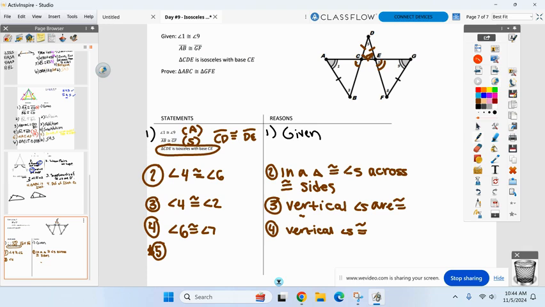That's why I don't like it. Angle 2 is congruent to angle 6, so I need another substitution. Angle 7. Oh, I see. You have to do two substitutions. Yeah, we're going to have to do two though. So angle 2 is congruent to angle 6, that's fine, and these two are congruent, so angle 2 has to be congruent to angle 7.